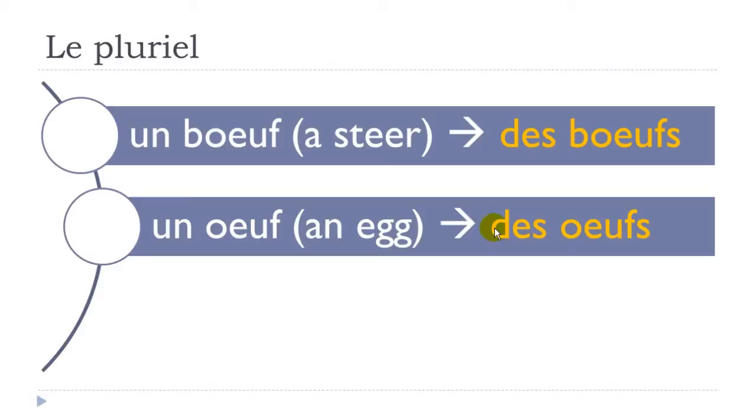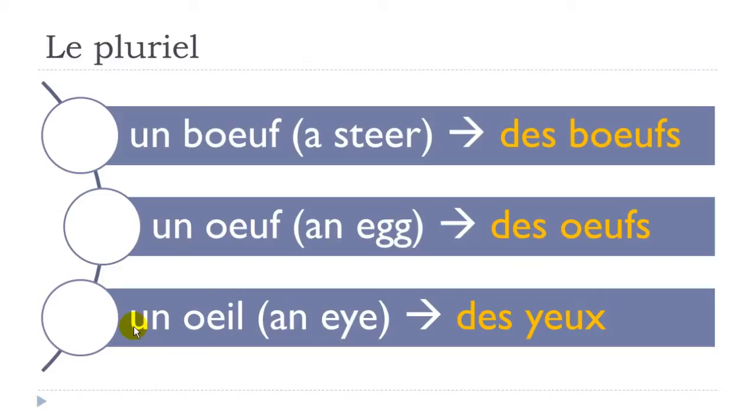And then the last one, this is probably the most strange one. Un œil, des yeux. Yeux. Don't pronounce the final X as usual. Des yeux.